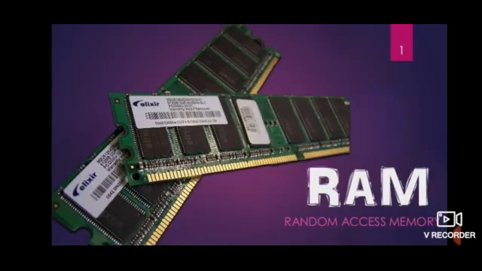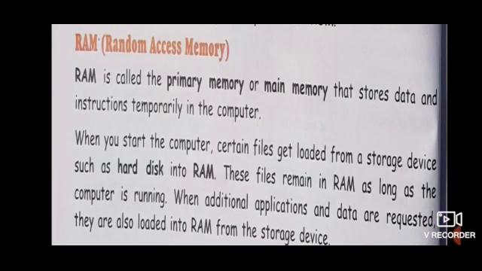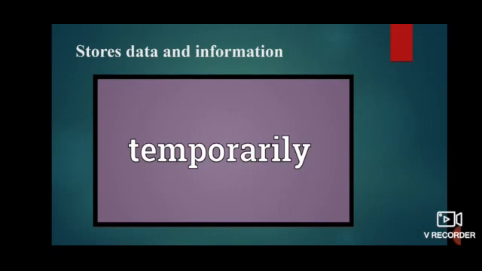First, RAM. The picture is given in your books as well on page number 7. The full form of RAM is random access memory. It is also called primary memory or main memory as it is a part of primary memory. It stores the data and instructions temporarily. RAM stores data temporarily. Nothing is permanent in it.